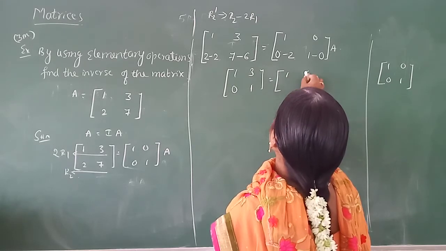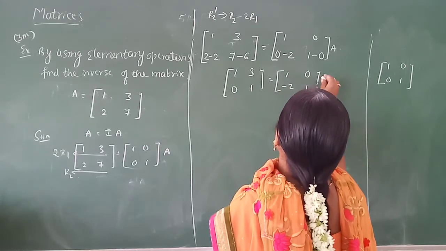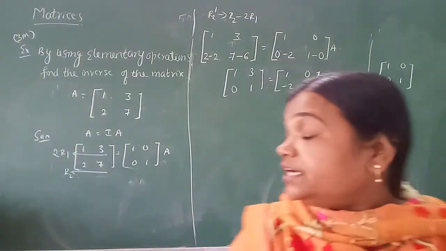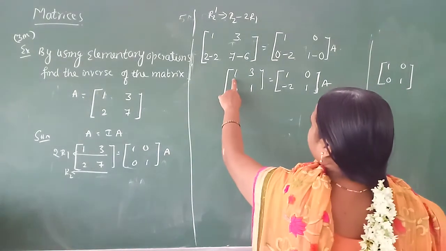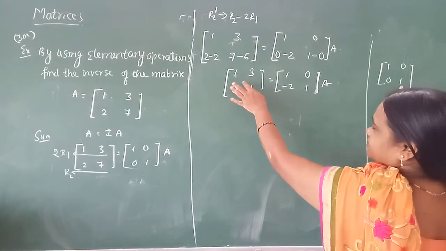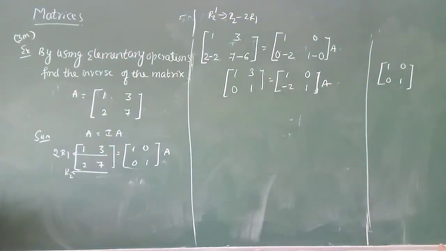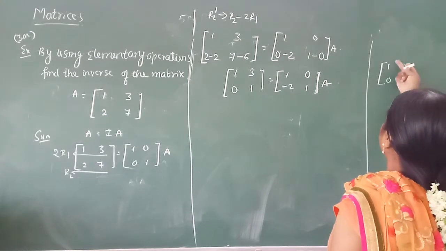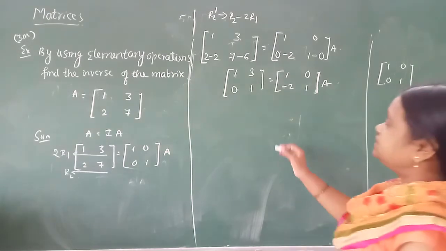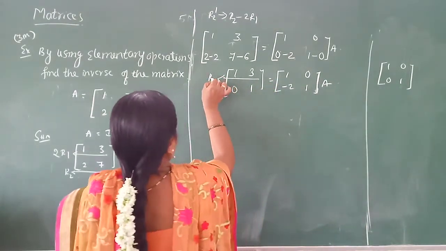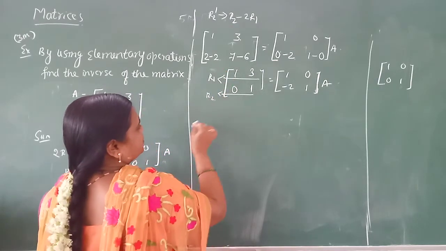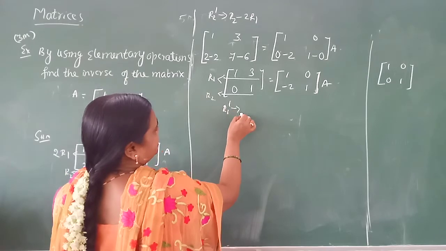Next, 1, 0, minus 2, 1. Okay, and next, C: 1, 0, 1. Okay, need not to worry, it is already given 1. Only which one do I want to change? This 3, convert it in terms of 0. Which row changes? R1 row changes. This is R1 and this is R2. Means R1 changes so that we can get R1 dash.